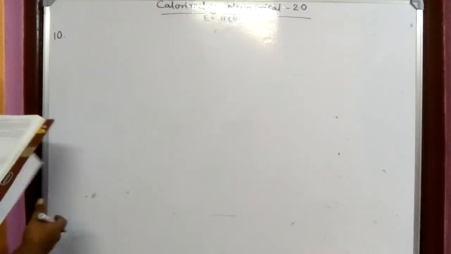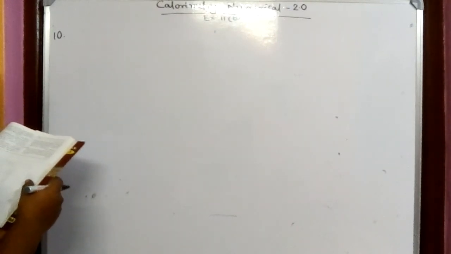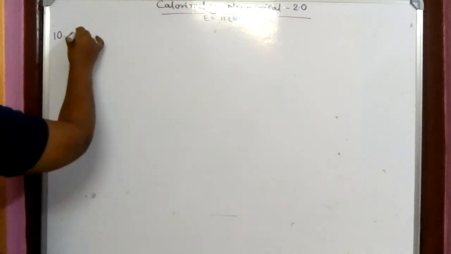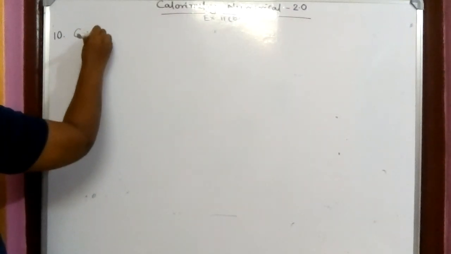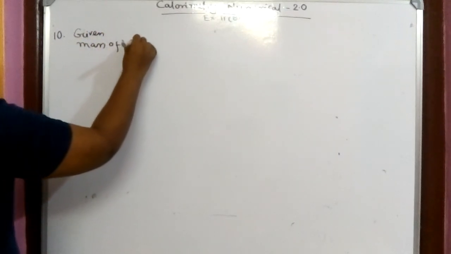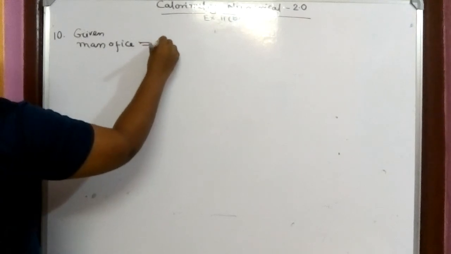Calculate the total amount of heat energy to convert 100 gram of ice at minus 10 degrees centigrade to 100 degrees centigrade. Very interesting thing. What is given? The mass of ice is equal to 100 gram.